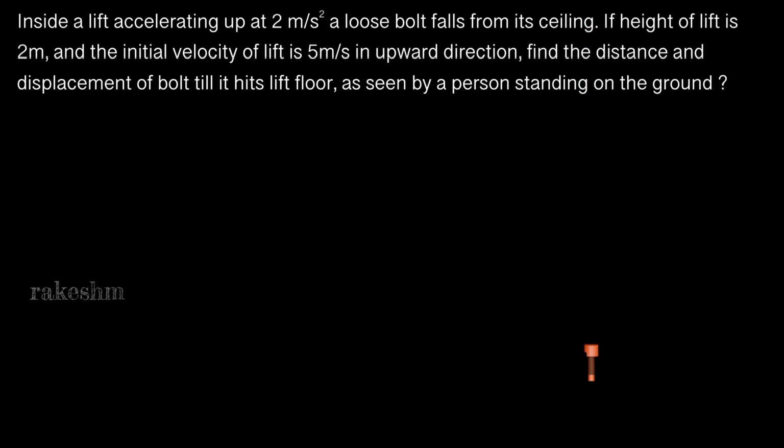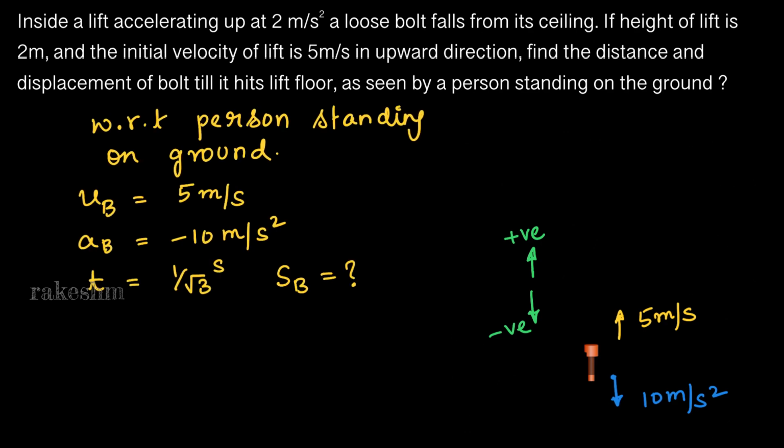The bolt has an initial velocity of 5 meters per second in the upward direction. As it is in a state of free fall before it hits the lift floor, its acceleration is 10 meters per second square downwards. We will assume upwards is positive and downwards is negative. With respect to a person standing on the ground, initial velocity of the bolt is 5 meters per second, acceleration of the bolt is minus 10 meters per second square, and the time of free fall of the bolt is 1 by root 3 seconds.